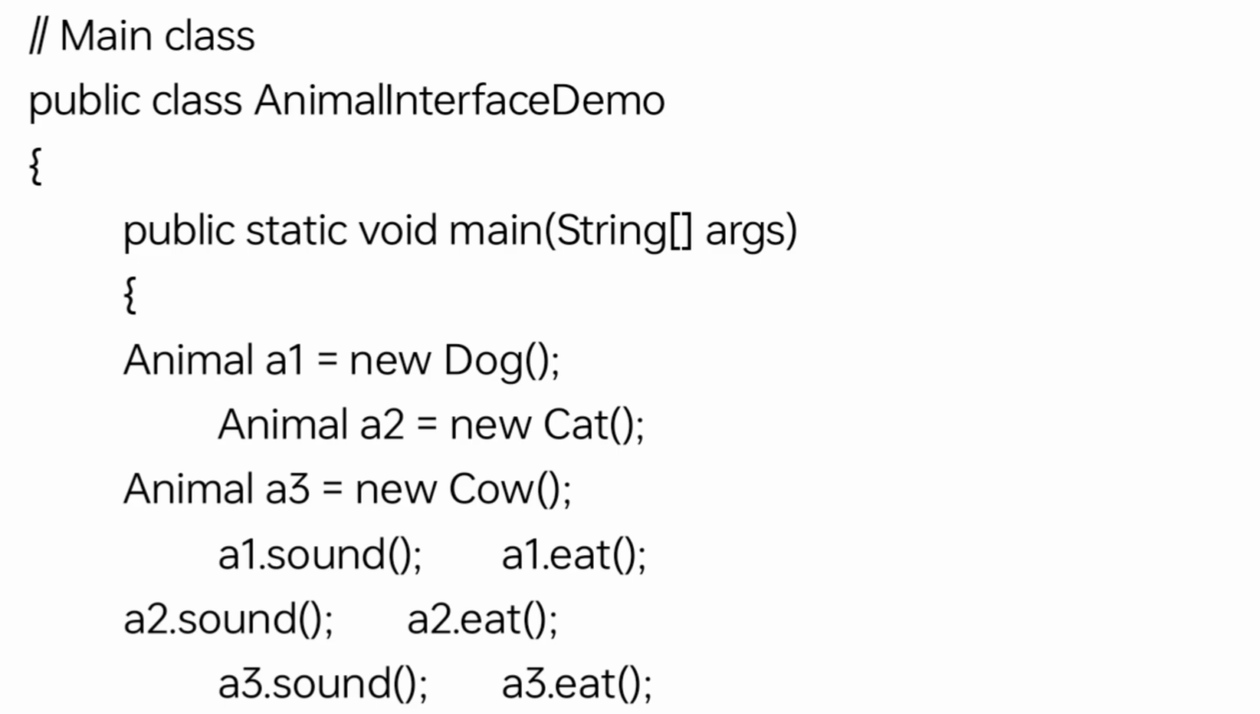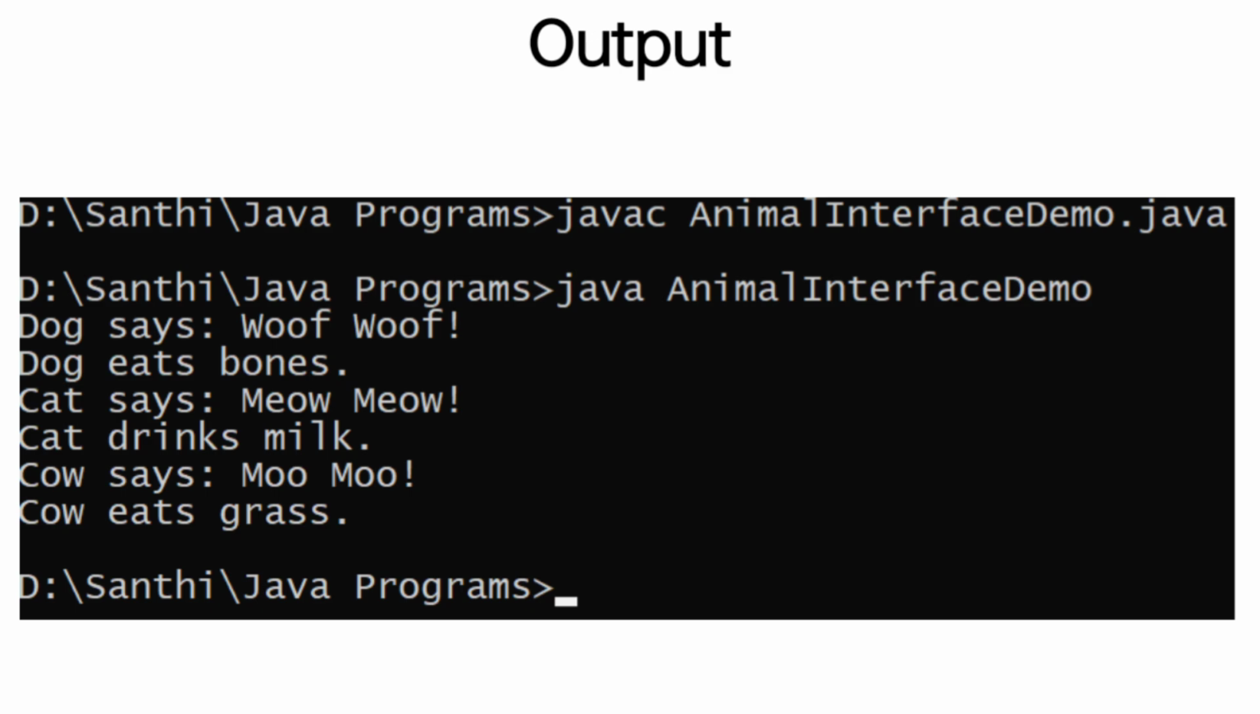During this object creation, the method defined in the Dog class will be executed. If we use the object A2 to call the sound and eat methods, the methods defined in the Cat class will be executed. If we use the object A3, the methods defined in that class will be executed. So the output will look like this.